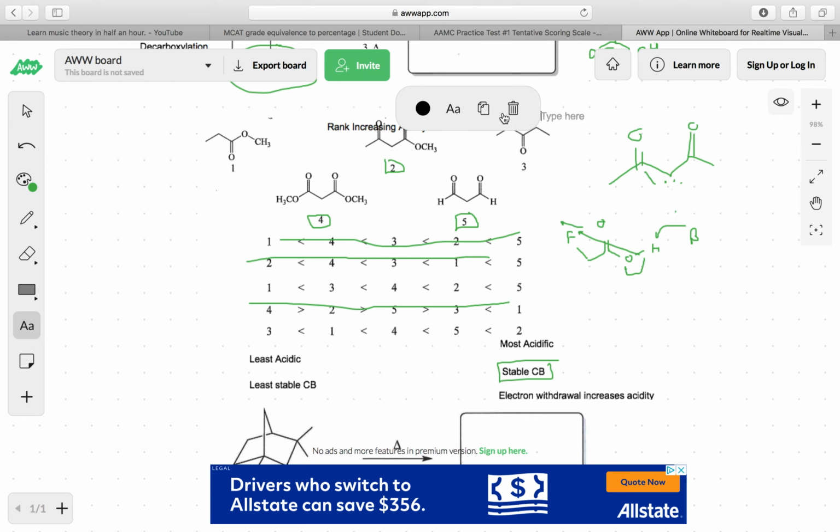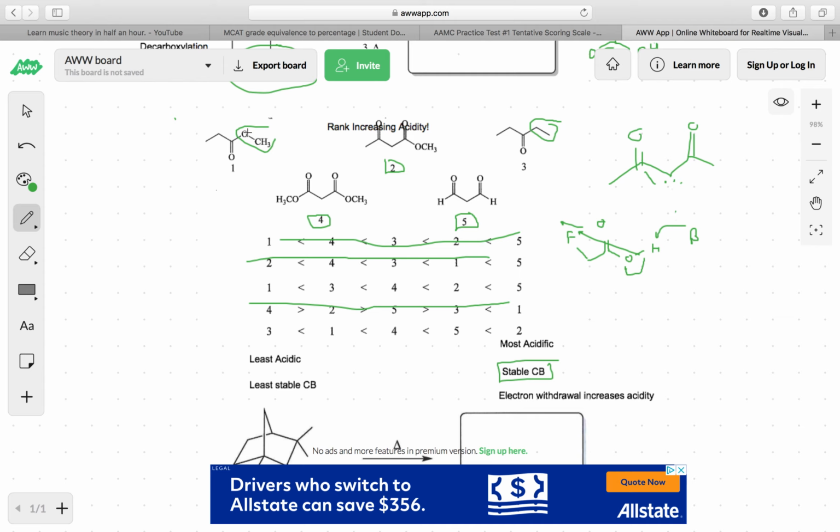So if I look at 1 and 3, we need to break the ties somehow. We have an OCH3 on this side, and we have this over here. Well, if we remember from our aromatics, we know our OCH3 is actually donating because of resonance, and the induction really doesn't play that much of a role. If I put this on a benzene, this would be a strongly activating group, and this would be a weakly activating group, right?